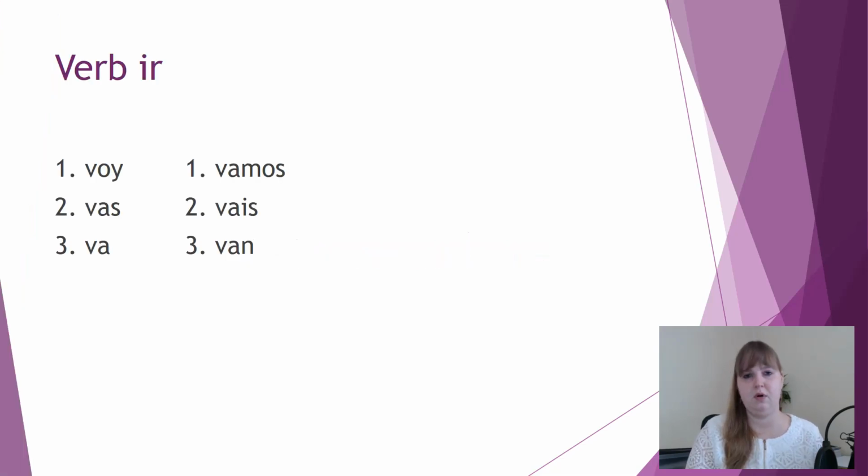First, we have to learn how to conjugate the verb ir. The verb ir means to go. So let's see the forms. Voy, vas, va, vamos, vais, van. Voy means I am going, vas, you are going, va, he or she is going, vamos, we are going, vais, you are going, van, they are going.